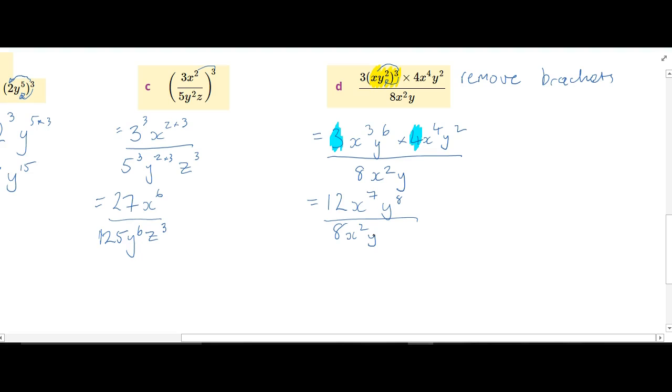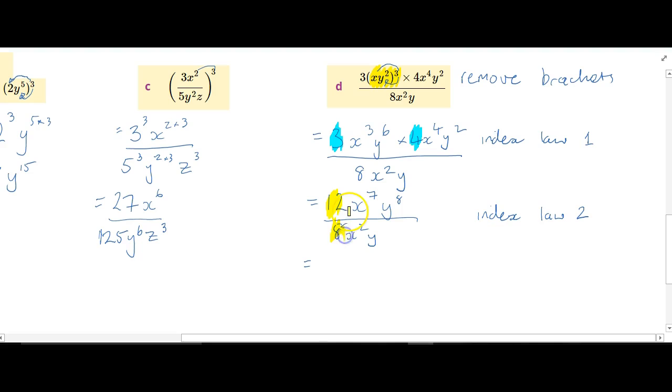And now it comes down to a division question. So I've got my division rule. I'll just write up here what I've done in each one. So this is index law 1, and I'm going to do index law 2 here, to simplify this one now.